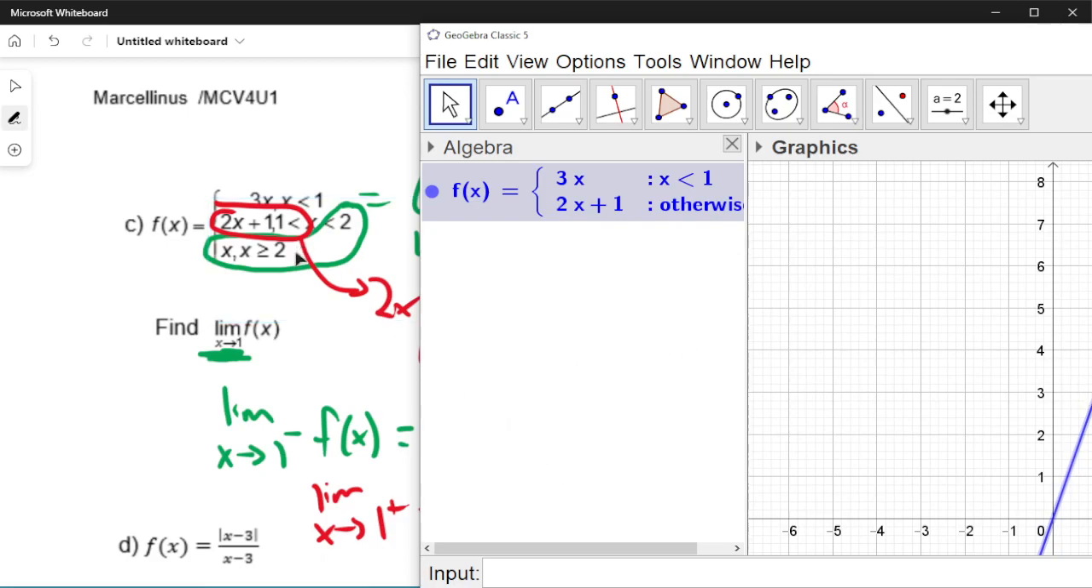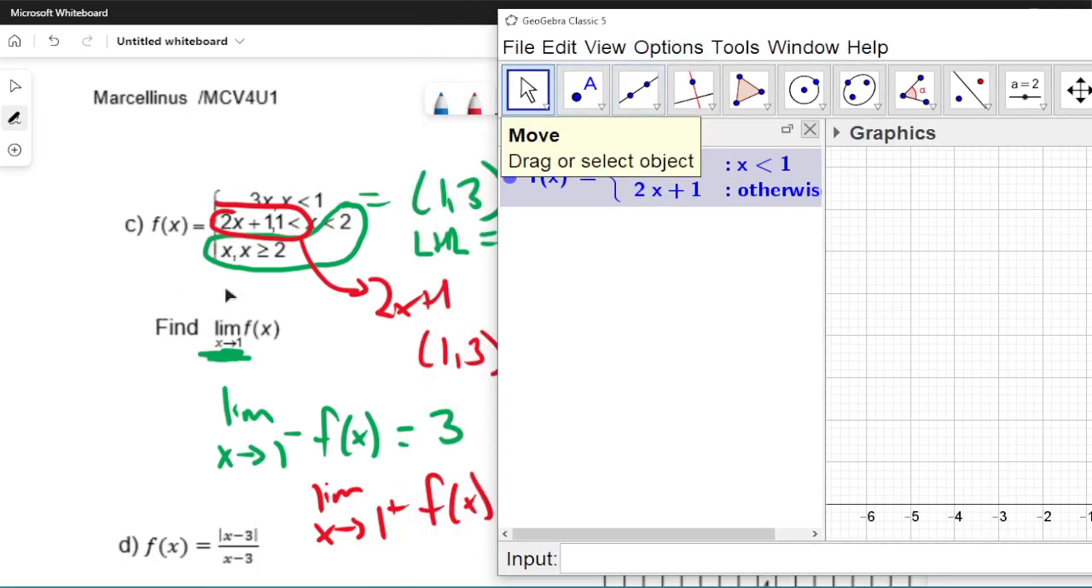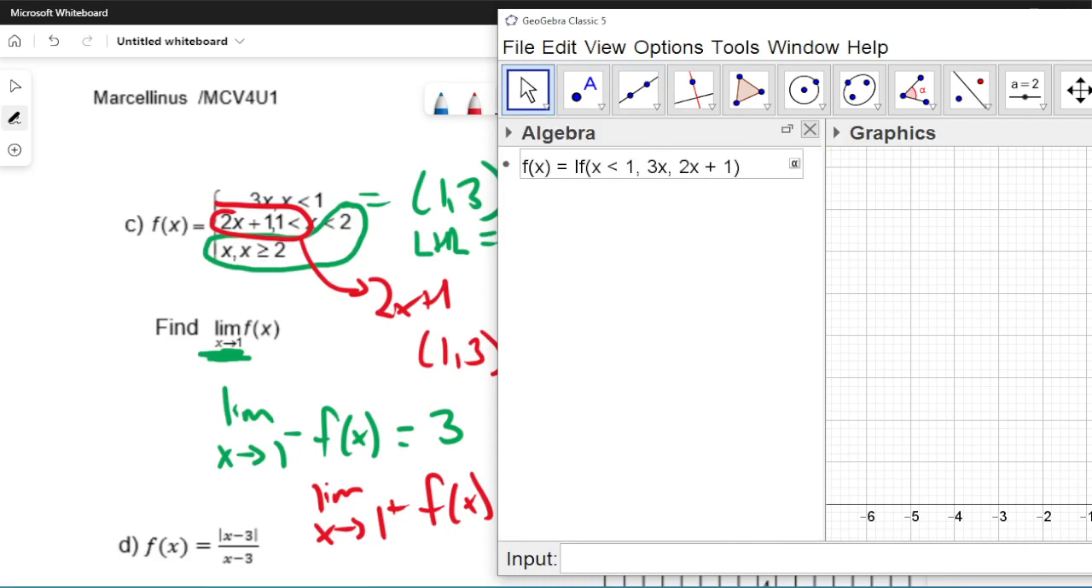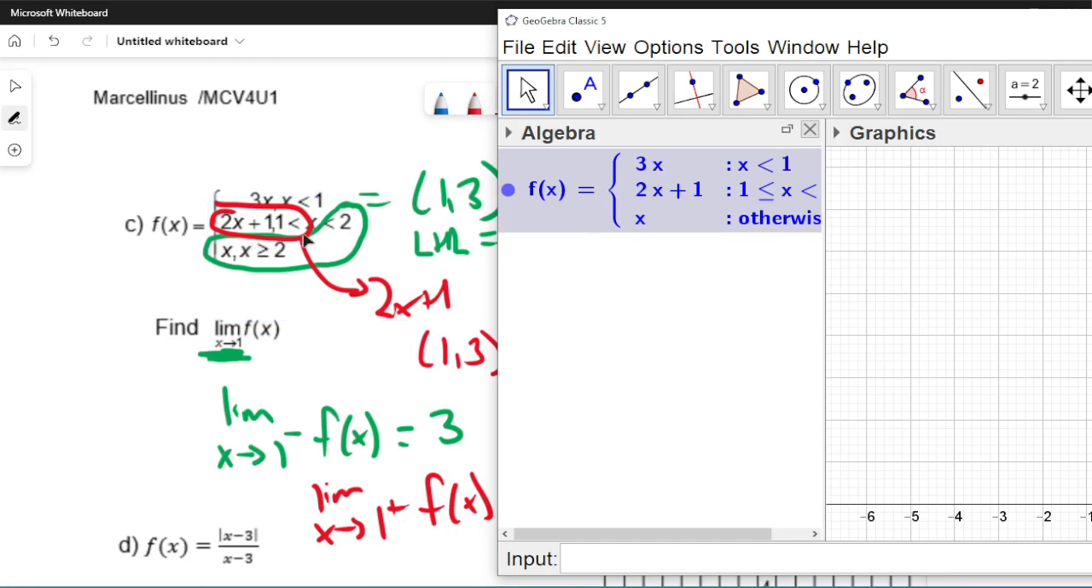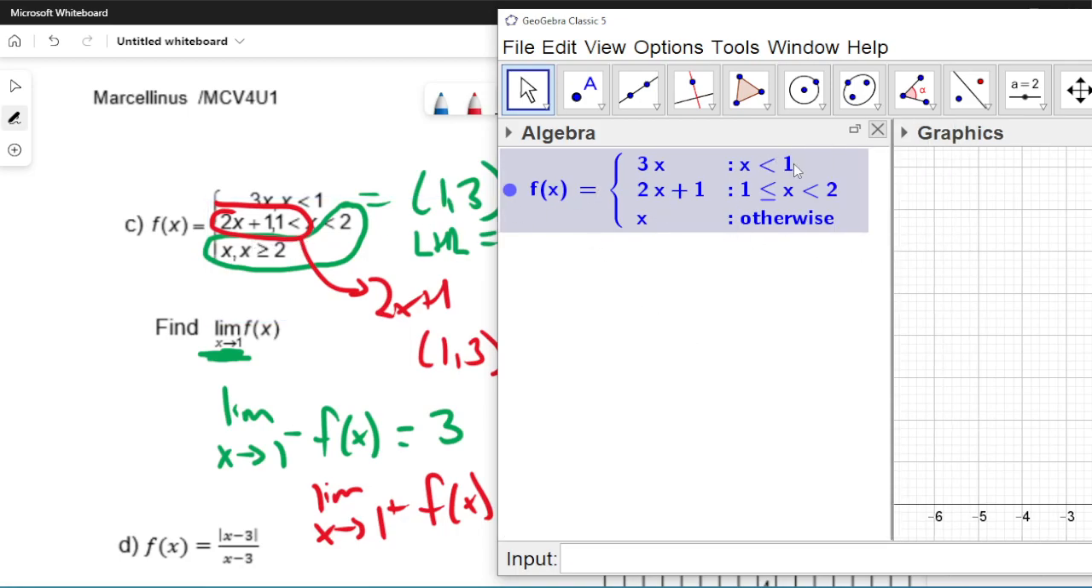Now, just for the sake of argument, let's imagine we were interested, what's the limit as x approaches 2? So I'm going to go back to my instructions here, and rather than my otherwise, I'm going to say if x is less than 2, draw 2x plus 1, and otherwise draw regular x. Okay? And now we've got the thing that they wanted, right? So before 1, draw 3x. Between 1 and 2, draw 2x plus 1. And then after that, draw just x.